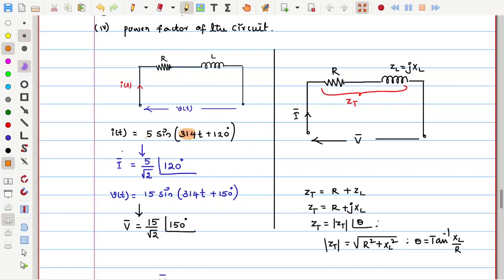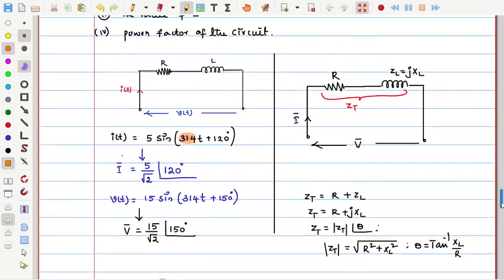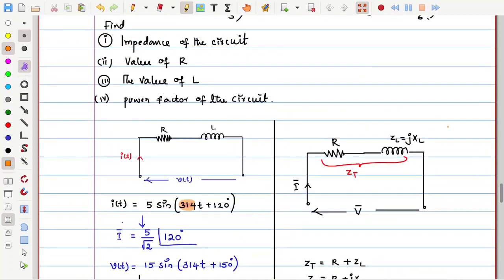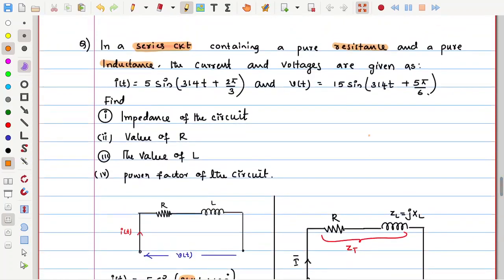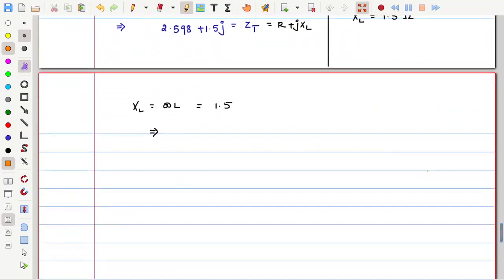314. Why? Because it is in the 5 sin(omega t plus theta) format. Every time they will not say omega is 314; you should understand that. If frequency is given, you can write 2 pi f. But frequency is not given. Instead of that, omega is given here.